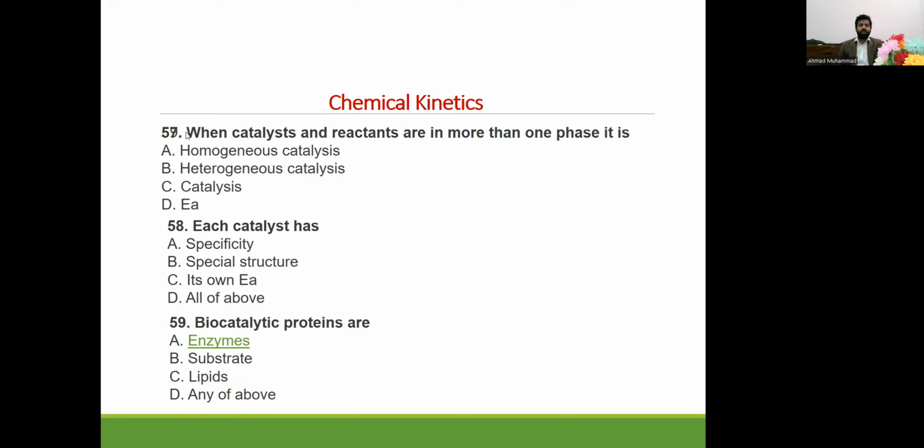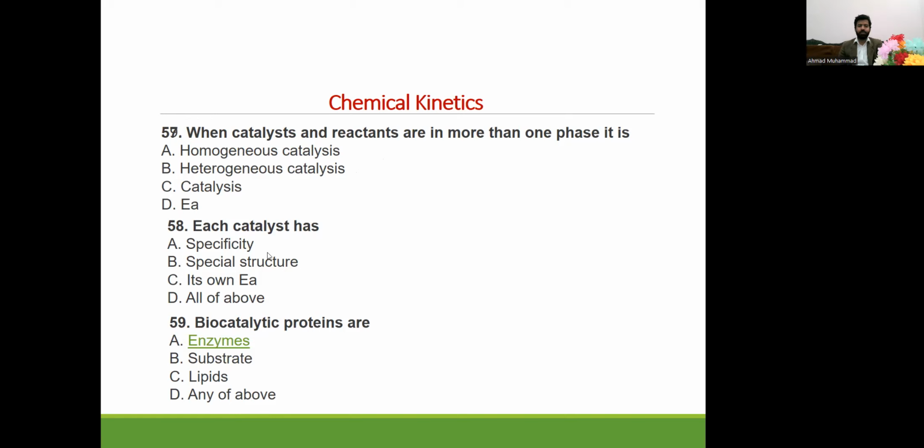If we talk about question number 57, when the catalyst and reactant are in more than one phase, then it is homogeneous catalysis, heterogeneous catalysis, and the fourth option is activation energy. When the catalysts are in more than one phase, then it is option number D. You can see that option number D is the correct option.